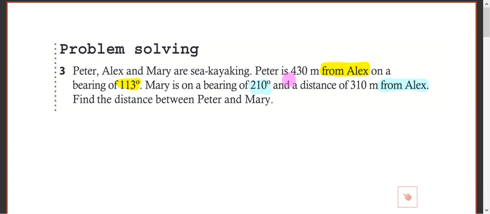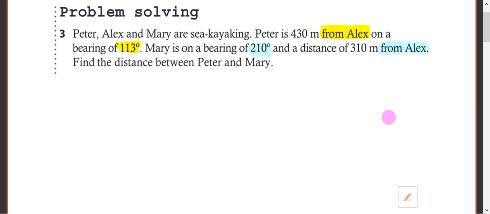So when you've got bearings, it's that "from" that's your starting point. So basically, imagine Alex is the focal point, and Peter and Mary are away from Alex, and Alex is the main thing. So the question is, what would a diagram look like if Peter is on a bearing of 113 from Alex? Would you know how to draw that diagram? Everyone?